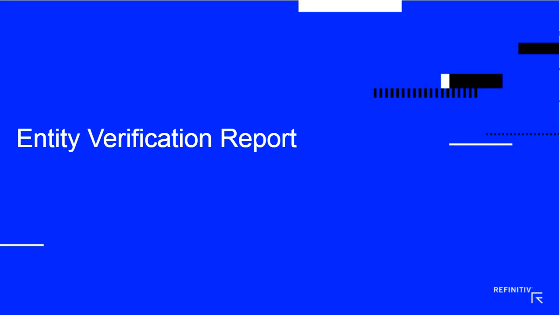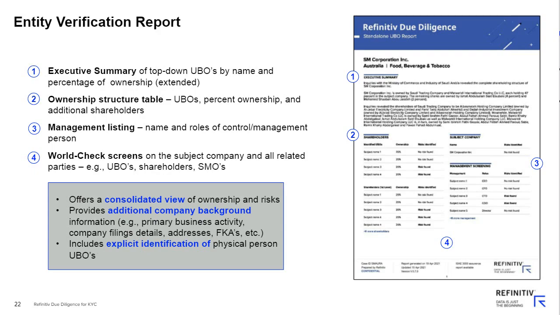Moving to the entity verification report. Now this is a, let's say, watered down version to an extent of the KYC company report to provide a very targeted, concise due diligence report addressing the KYC regulatory requirements specifically. So what you'll see in these reports is an executive summary which offers a top-down narrative-driven description of the ownership structure of the subject company.